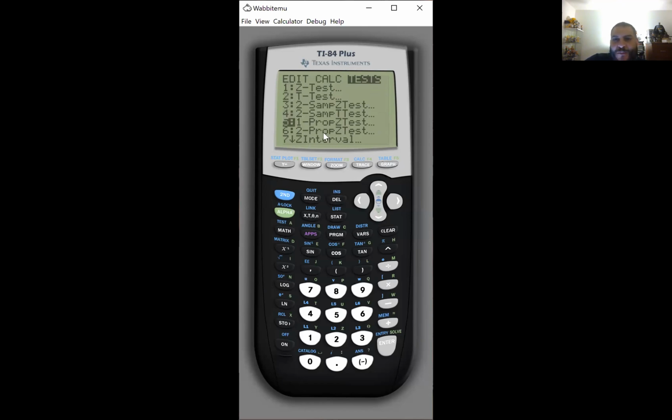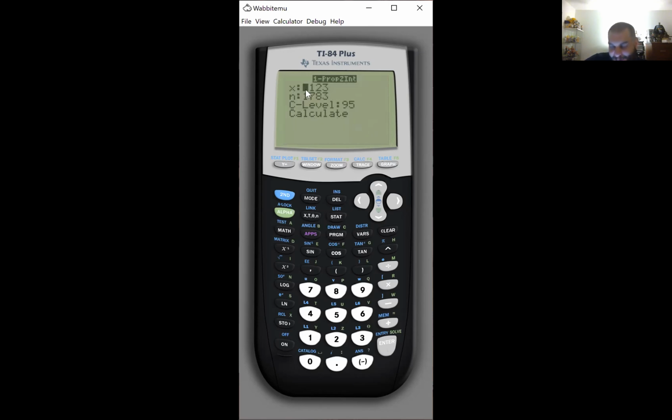If you look at it, it says one prop. Oh, sorry, not number 5, it has to go a little bit lower. All right, so you wanna go to letter A, where it says one prop. Prop means proportion. And then if you look at how it says z int, that means z interval. This is gonna give you pretty much your confidence interval. So you wanna press this one.